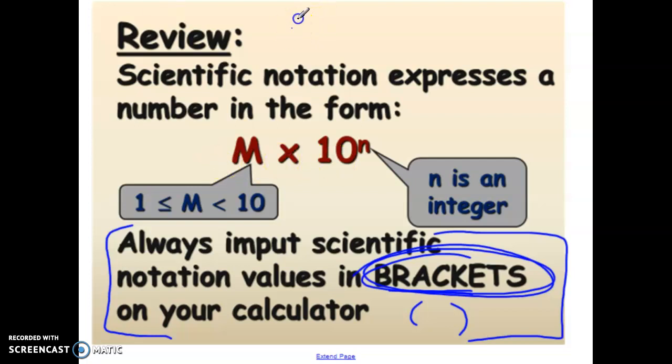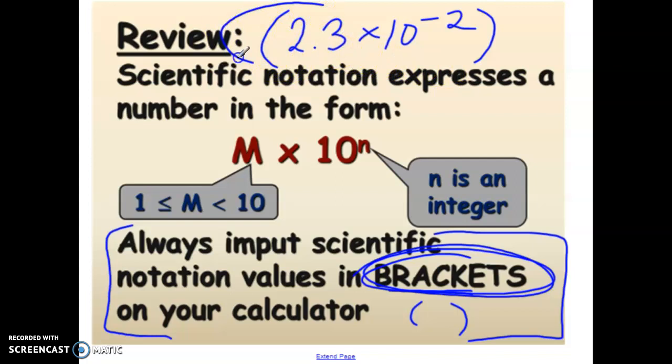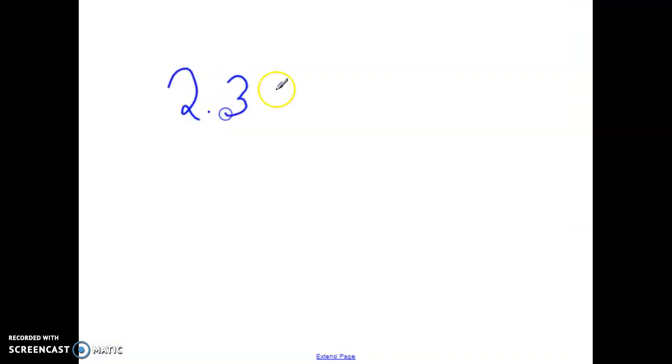So I'll give you an example. Let's say we had 2.3 times 10 to the negative 2. You would put bracket 2.3 times 10 to the negative 2 and close the bracket. That way your calculator recognizes that this is one number, not a multiplication. I'll also let you know how you would put this in.